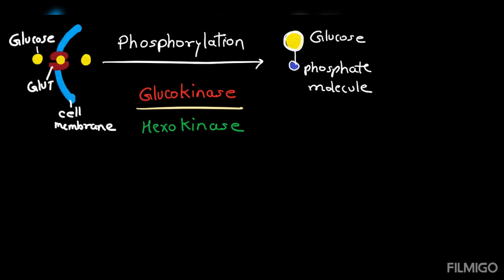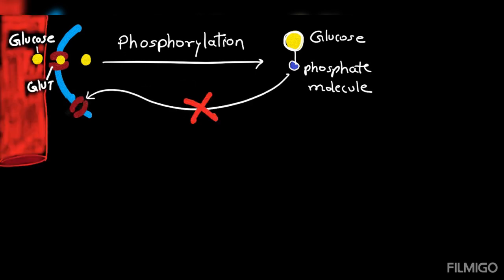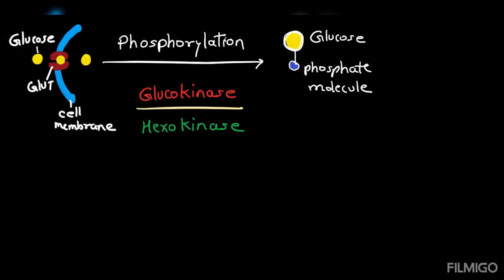And you know that in facilitated diffusion, the transportation takes place from the higher concentration to the lower concentration. Because of this, there is a chance that glucose can escape back into the blood circulation, which we don't want. We want that glucose molecule to stay in the cell to generate energy. That's why glucose molecule changes its structure by adding a phosphate molecule to it. And it happens by the process called phosphorylation. And it is carried out by the enzyme glucokinase or hexokinase.